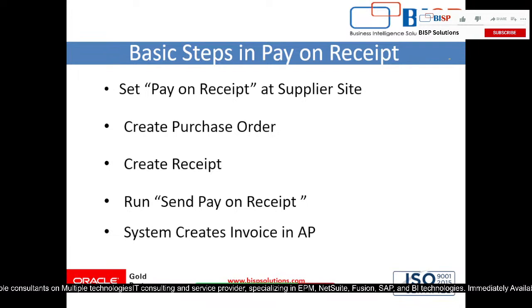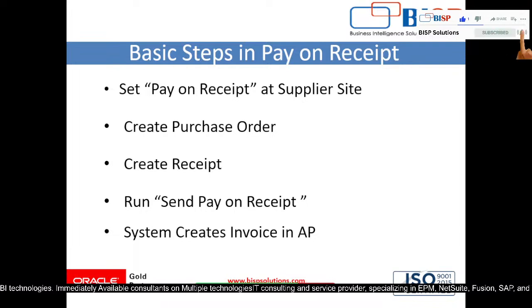So let's take one scenario. When we receive the material from the supplier, then we create the receipt. So in any case, if the supplier is taking too much time to send the invoice or bill, based on the receiving quantity, if you want to create the invoice, you can create it in the application, and this process is known as the pay on receipt, and you can say self billing.